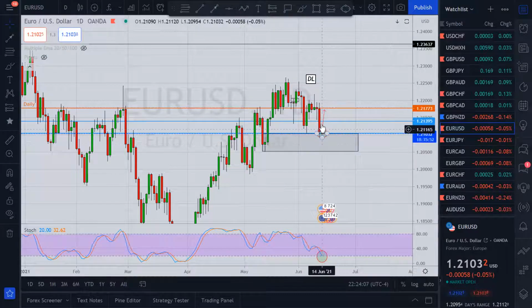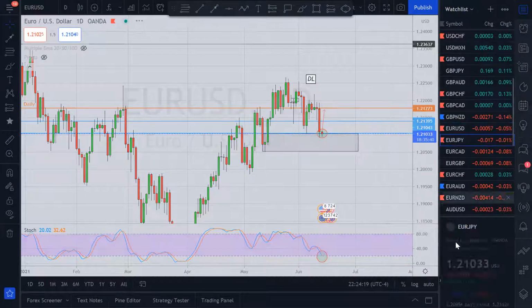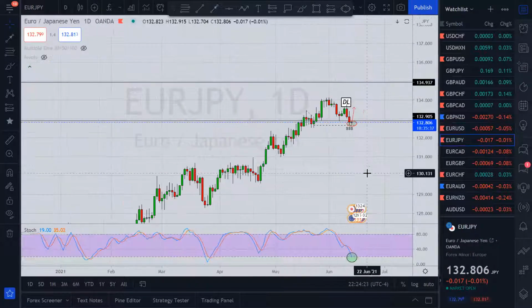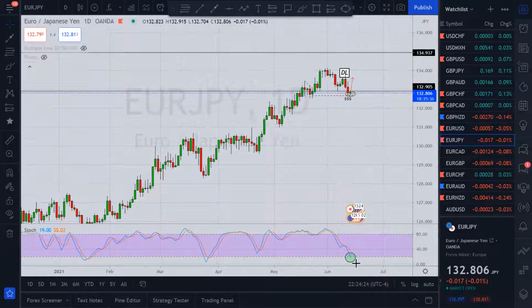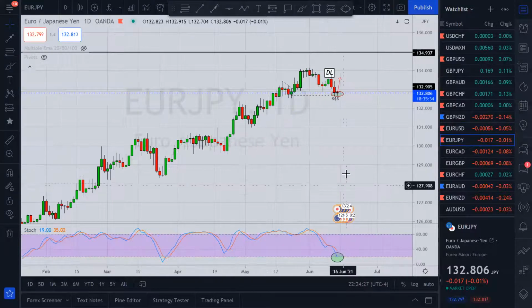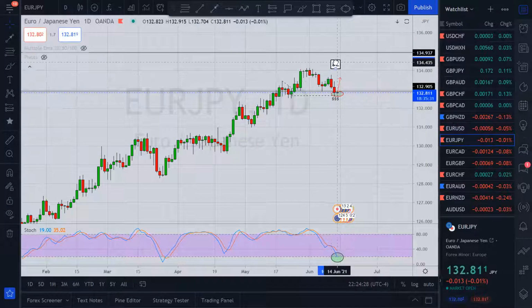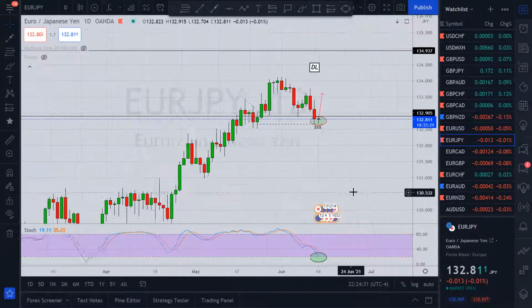So I'm looking for price to come up a little bit higher from this area, and hopefully with some volume we can break through. Next, Euro Yen, excuse me, I keep saying that. Euro Yen, we're oversold on the stochastics, all right? And we're looking for a long position on the daily.